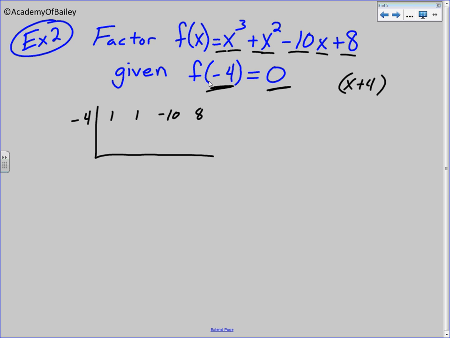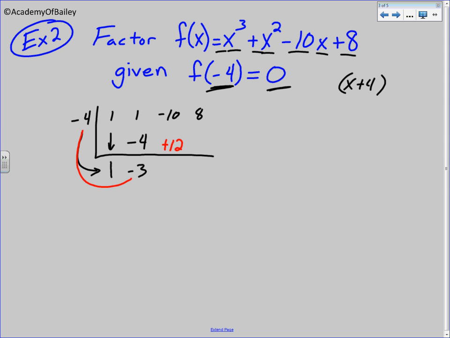Going back to the problem that we're working on, let's look at this. 1 gets dropped down. Negative 4 times 1 should be negative 4. Add those two numbers together: negative 3. Negative 4 times negative 3 should be negative 12. Actually, that's a positive 12. Negative times a negative is a positive.